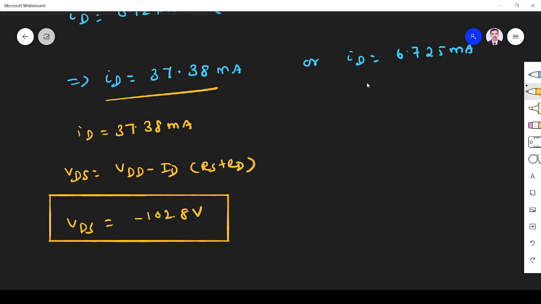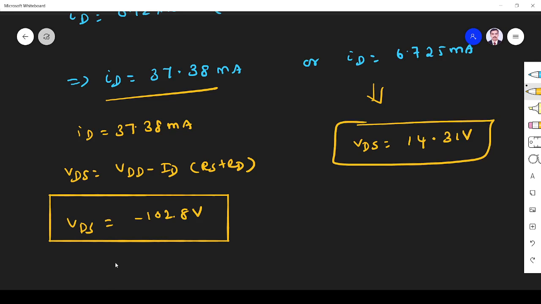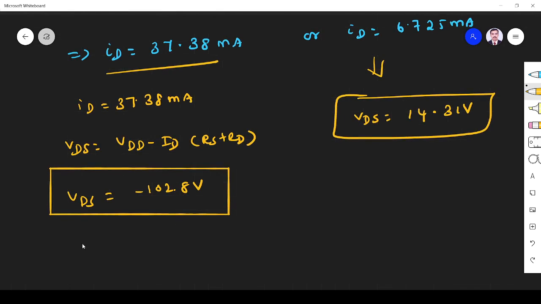Same thing I apply, ID is equal to 6.725 milliampere. This will give VDS is equal to 14.31 volt. So which answer is correct, that we have to choose, right? We assumed the device is in saturation, then only we apply the formula ID is equal to K into VGS minus VT squared. Since the device is in saturation, VDS must be greater than VGS minus VT.